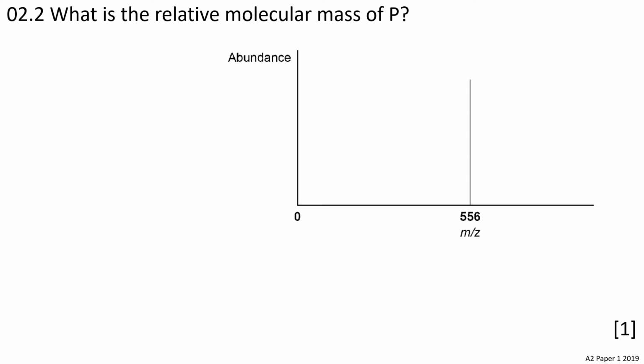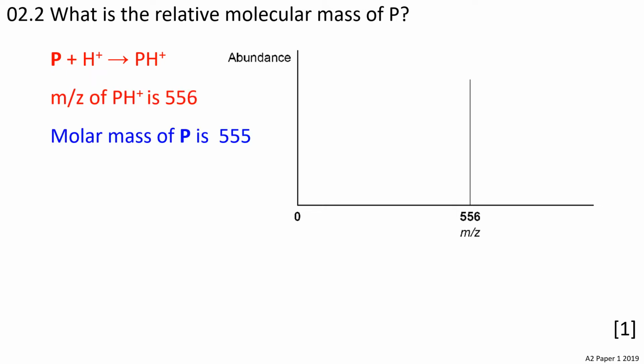Okay, so the next part of the question is linked, as is often the case, to the first part, in which we have to deduce the relative molecular mass of P. The M over Z is the mass to charge ratio, so if the charge is 1, then M must be the mass divided by 1. But we also must remember that the molecule of P gained a proton, and because protons have a relative mass of 1, it tells us that the relative molecular mass must be 1 subtracted from 556, which is 555.